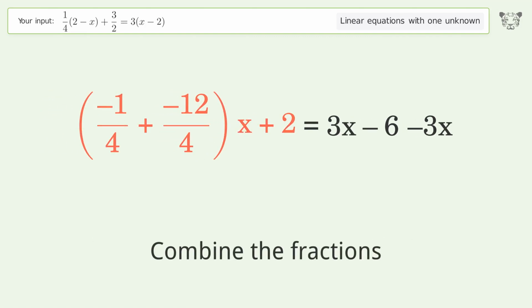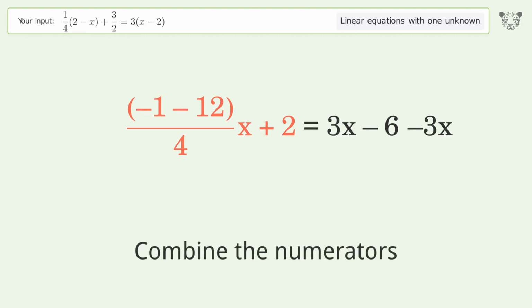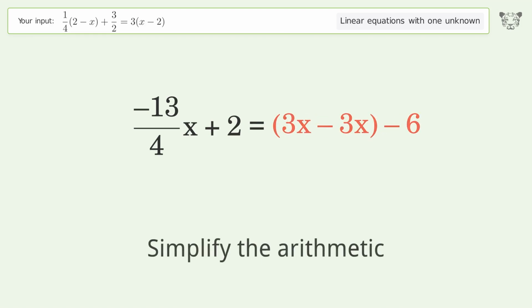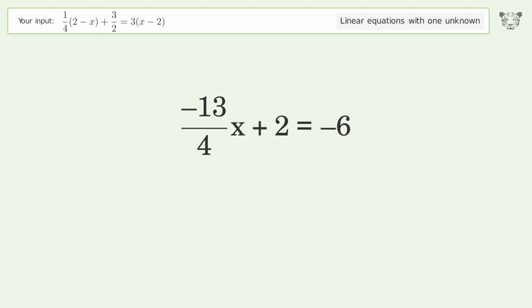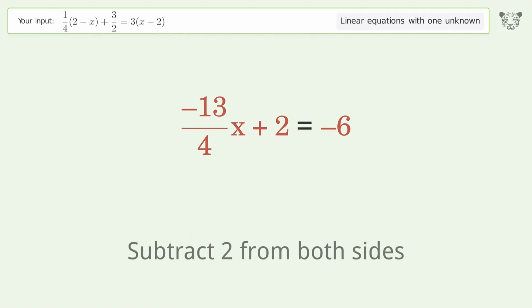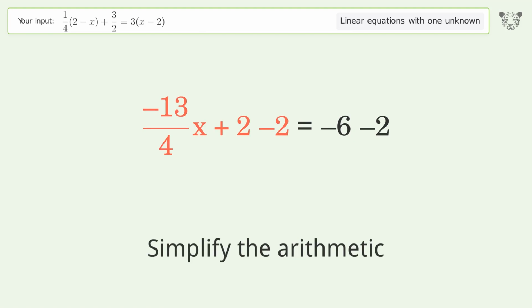Combine the fractions. Combine the numerators. Group like terms. Simplify the arithmetic. Group all constants on the right side of the equation. Subtract 2 from both sides. Simplify the arithmetic.